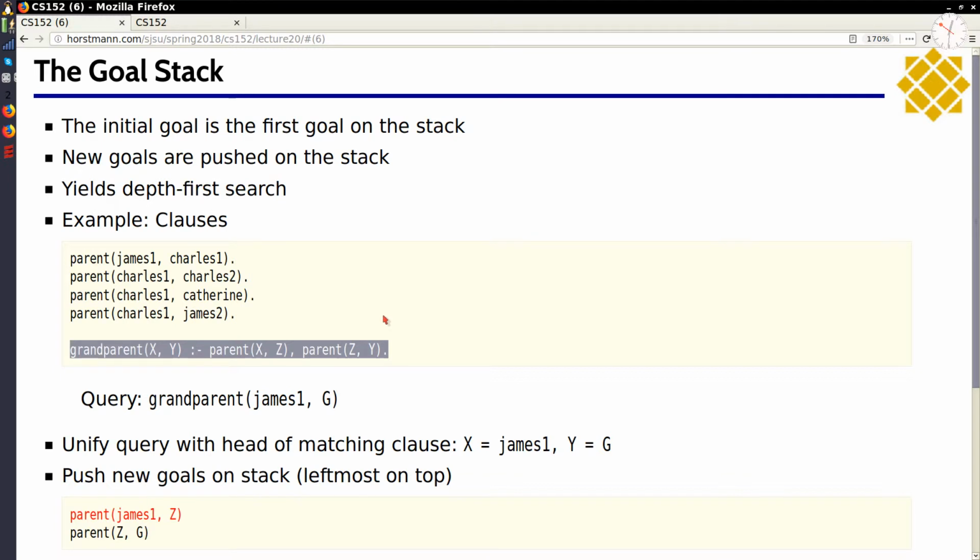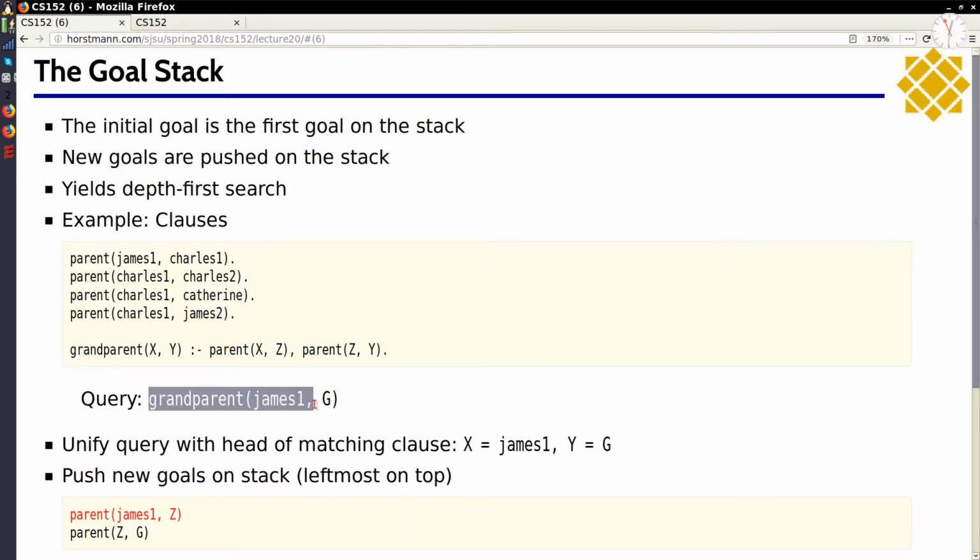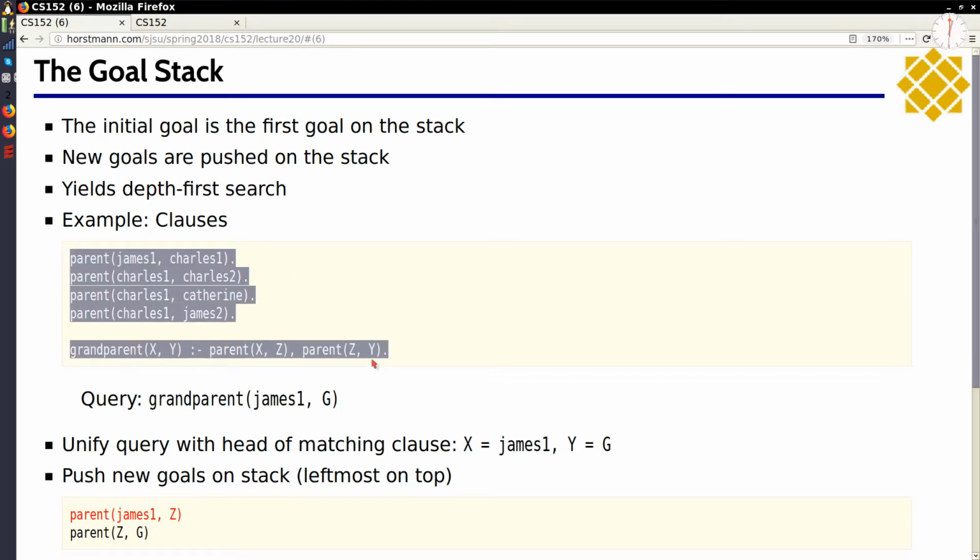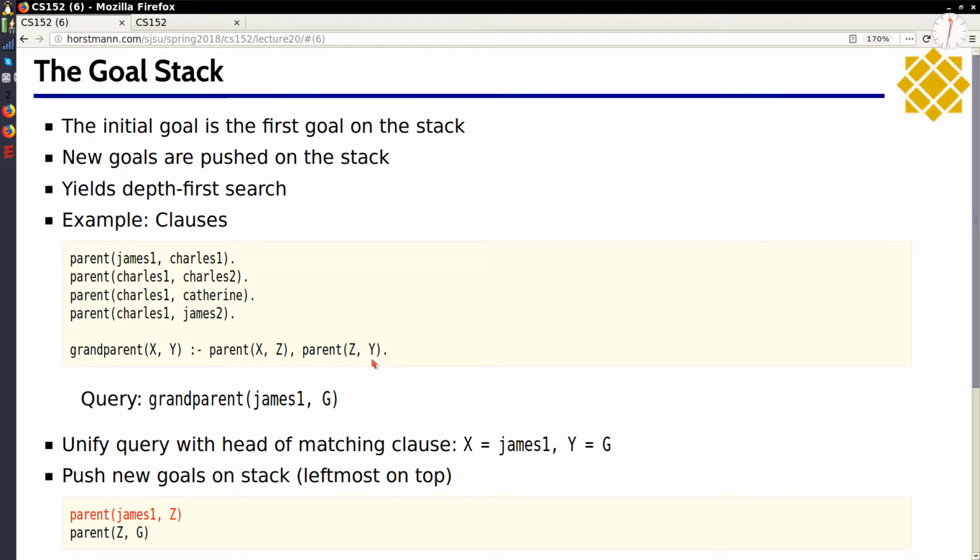So let's say we have a bunch of clauses, our parent and grandparent stuff, and now I want to solve this query: who are the grandchildren of James I? So this here is the top of the stack. I only have one thing on the stack right now. So now I'm going to pop it off and solve it.